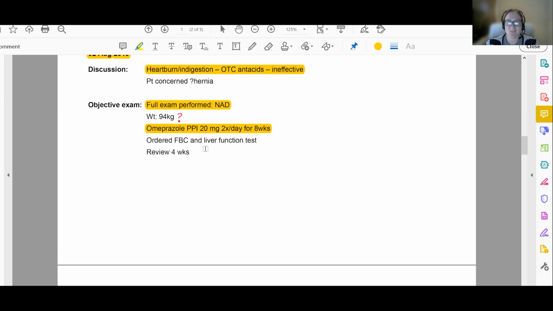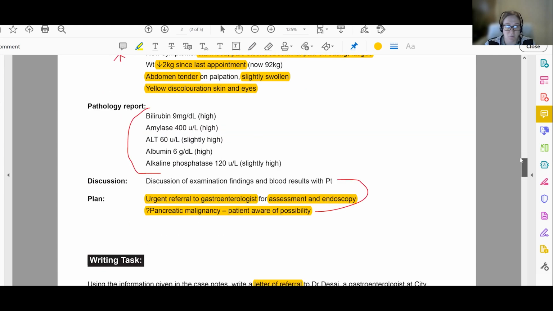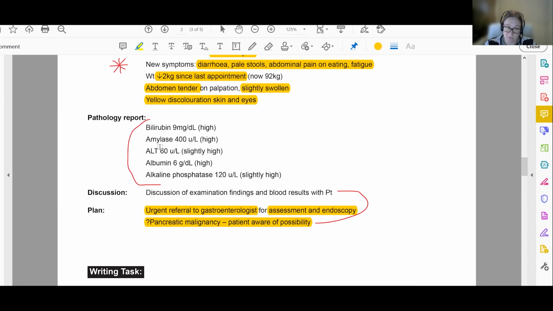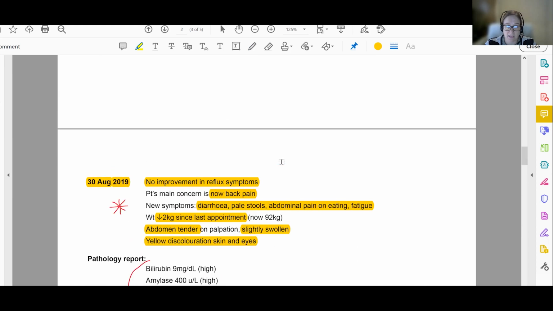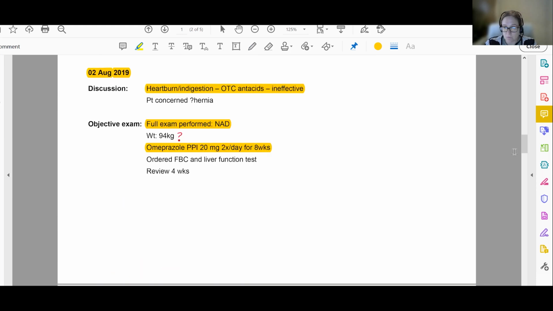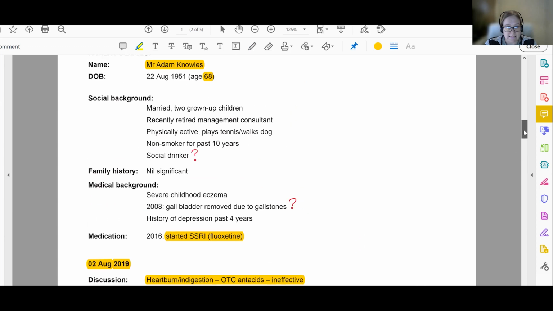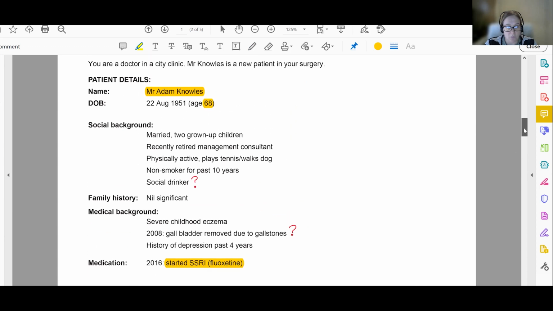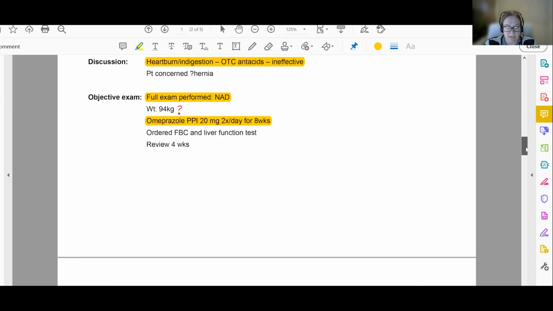No need to mention the ordering of the tests, really. You can say tests were ordered for review in 4 weeks, but it's not necessary. What's more important is probably the actual test results and the findings. Okay, so we've got an idea now of what we would want to put in our letter.